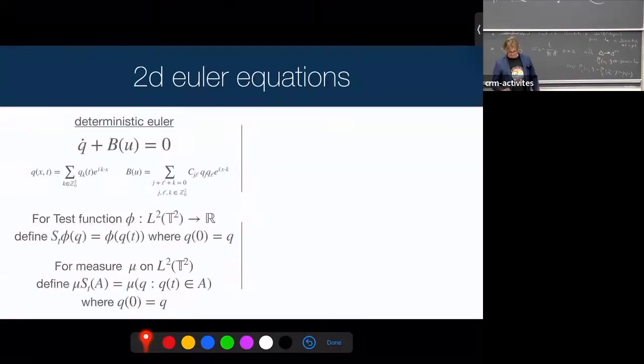All right. So, of course, deterministic Euler has a ton of conserved quantities, right? Entropy, energy, any function of them. In fact, Kelvin circulation, any closed curve you draw, you have nice conservation.